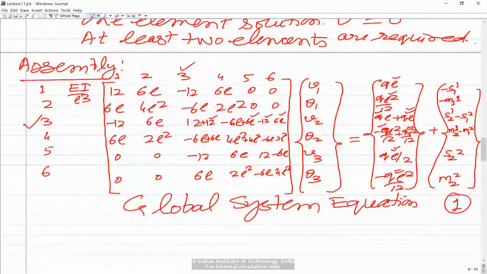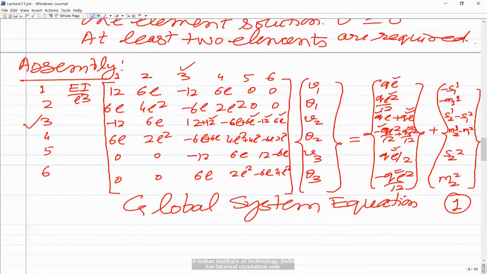So once we have done this assembly, the next thing is the imposition of the boundary condition and solution of the equations. Now as far as this equation number 1 is concerned, it is valid for any boundary condition. It could be either both ends fixed, both ends simply supported, one end fixed and the other end free, or one end fixed and the other end simply supported. So any kind of boundary conditions can be imposed with this assembled global system equation.